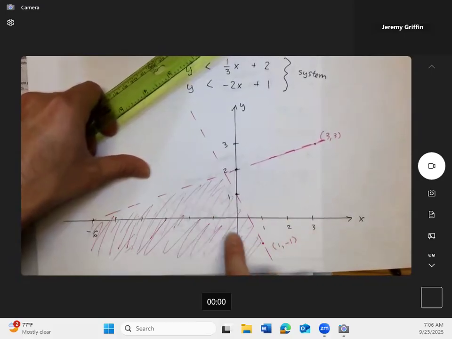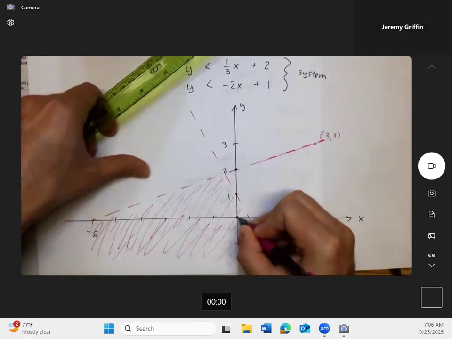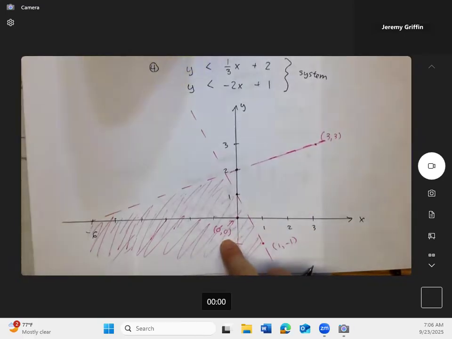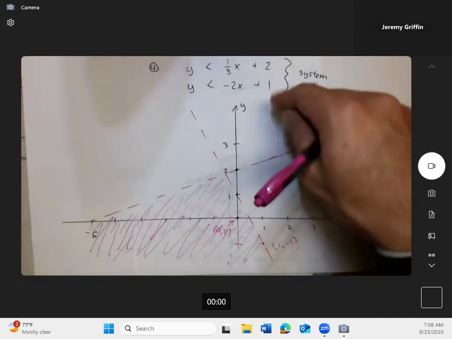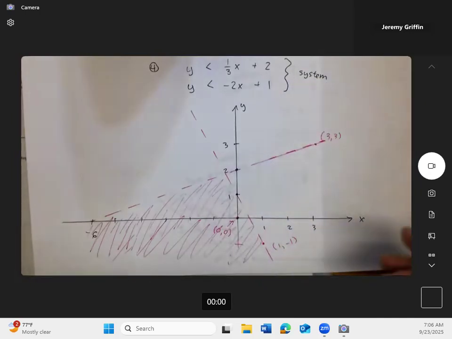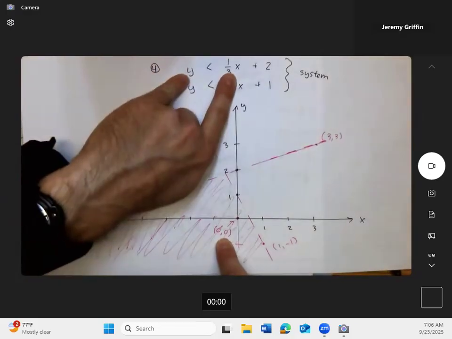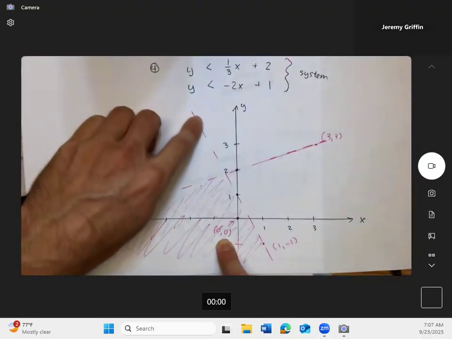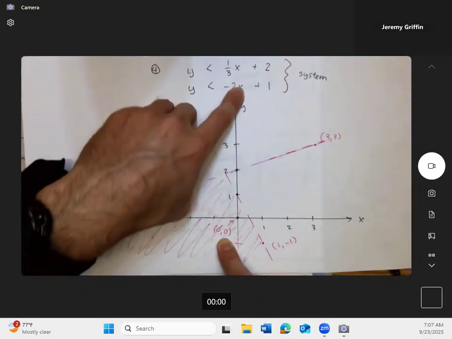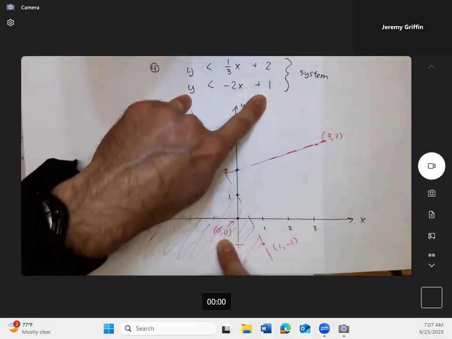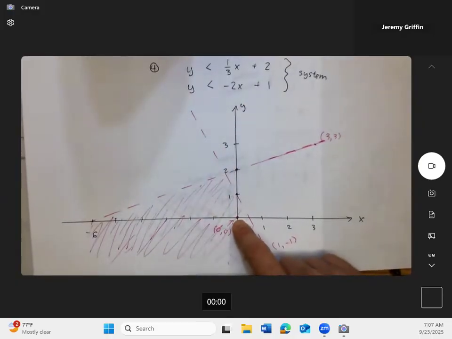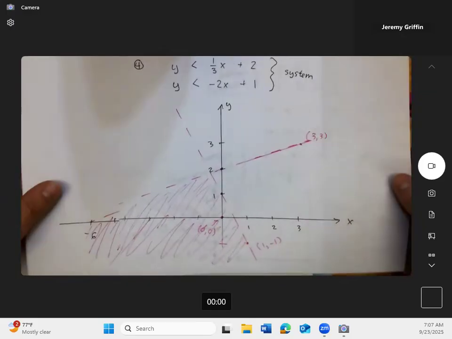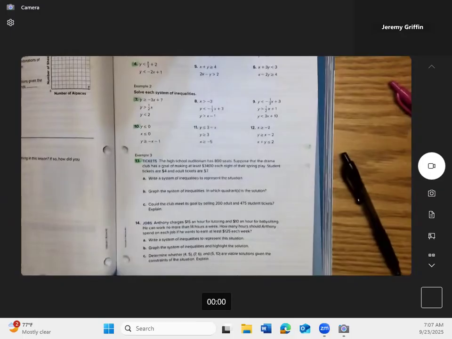Okay. Now, one point in the solution looks like this origin point right here, 0 comma 0. Okay. So plug in 0 for x and 0 for y to each of these statements. I should get two correct statements. Let's see if that's true. 0 here, 0 here. So 0 less than 2. Yes, it is. Ding. How about this other line? Is 0 less than 1? Yes, it is. Ding. So this test point passed both statements. Yeah. So we shaded in the correct region. Everything's good.